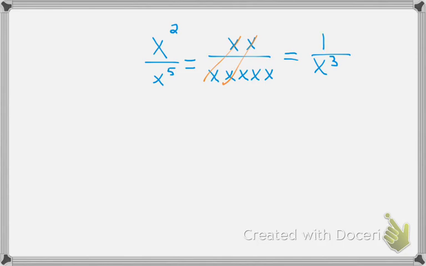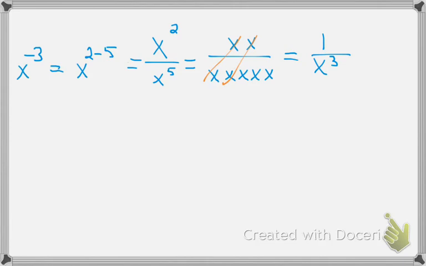X divided by x was 1. X divided by x was 1. So what's left in the top? 1. You guys agree? Now, that's how it works by definition. On the other hand, we have a rule that says when I divide like bases, I can subtract the exponents. So working this out the other way, this would be x raised to the 2 minus 5. But what is 2 minus 5? So this is x to the negative 3rd power.